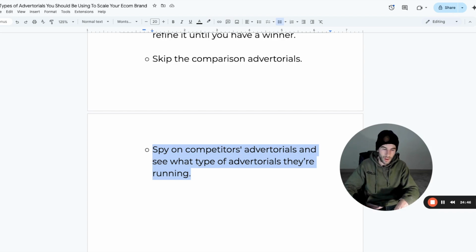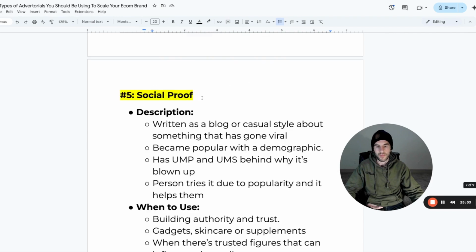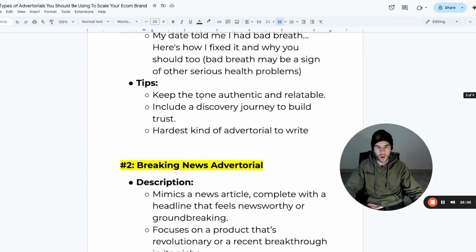So I'm not saying go out and absolutely just rip theirs, because a lot of the times that doesn't work. But what I'm saying is see what type of advertorial they're running, see what makes them scale, and then use the most effective elements that they're using and apply it to your brand. So those are the 5 different types of advertorials that you should be using for ecom.